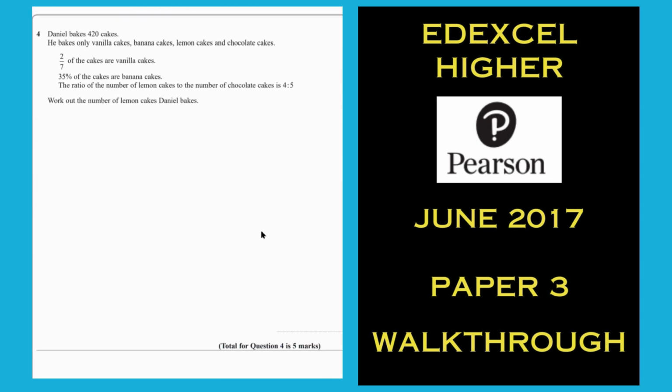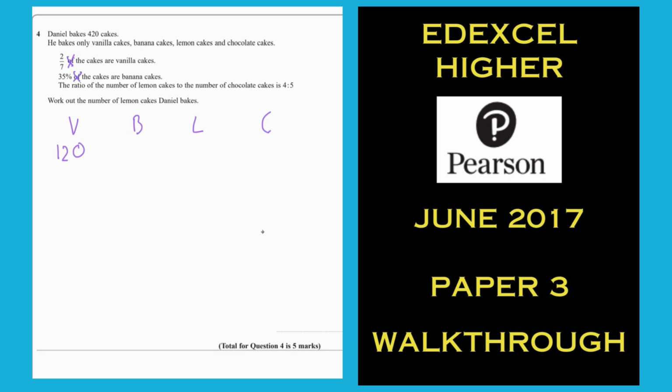Number 4, easy, but don't let them put you off. Don't let them overcomplicate a very simple principle. There's V, B, L, and C cakes. 2/7 of. In maths, of means times. So get on your calc, 420 times 2/7. There's 120 V cakes.